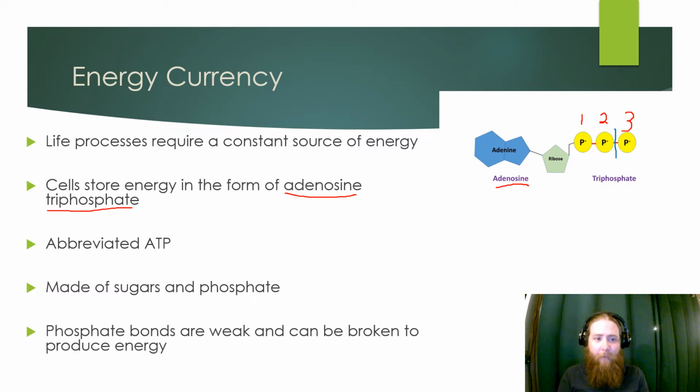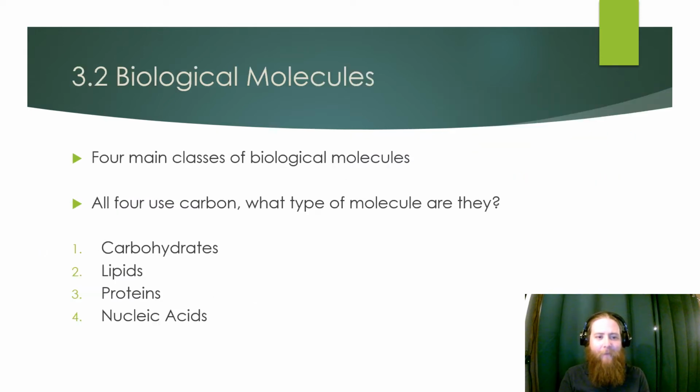This is the conclusion of 3.1, but we're going to jump on in and start 3.2 in this video as well. And in 3.2, the topic that we're going to go over is biological molecules. So we've talked about monomers and polymers, and about inorganic versus organic compounds. But now we need to talk about the different classes of these organic compounds. So all of these are going to use carbon. So that means that they are organic compounds. But the four big classes of biological molecules are carbohydrates, lipids, proteins, and nucleic acids.